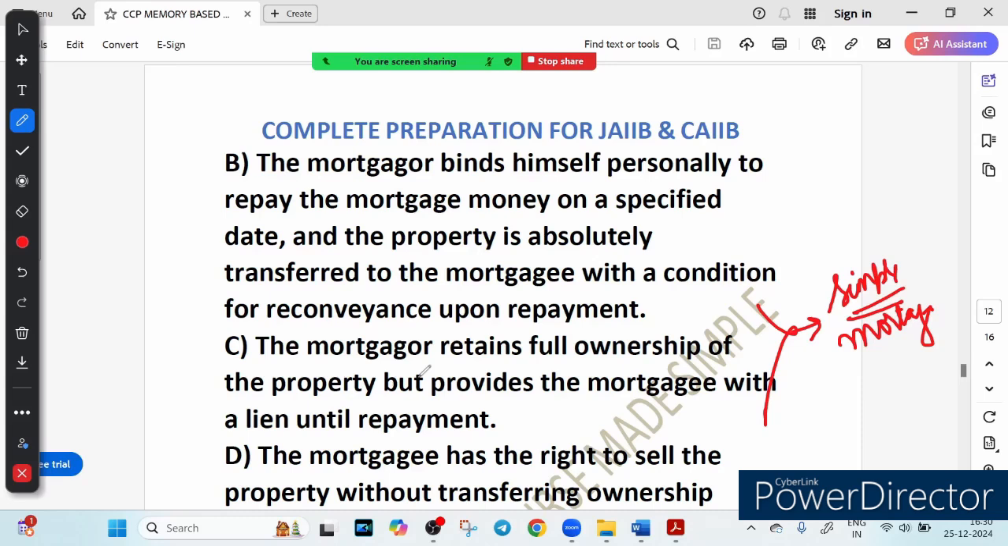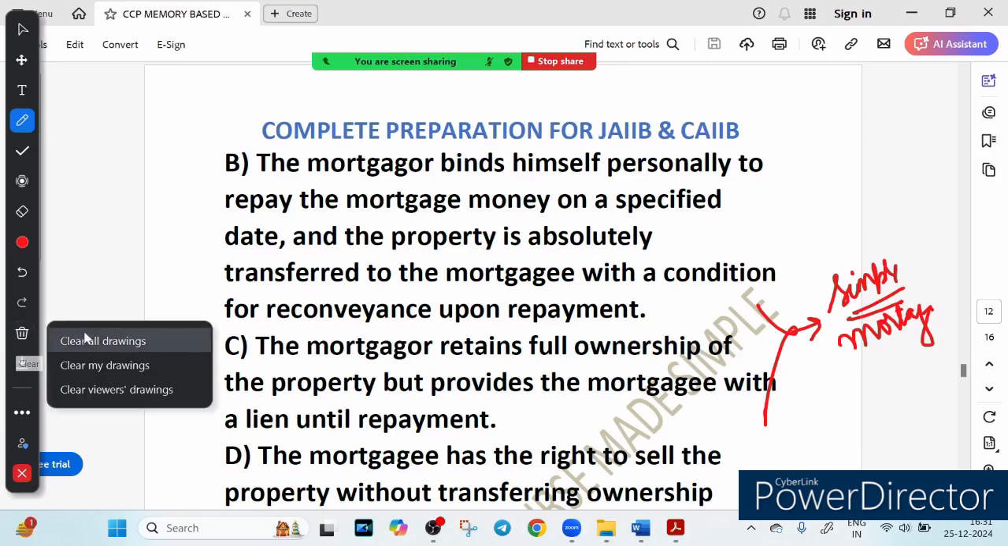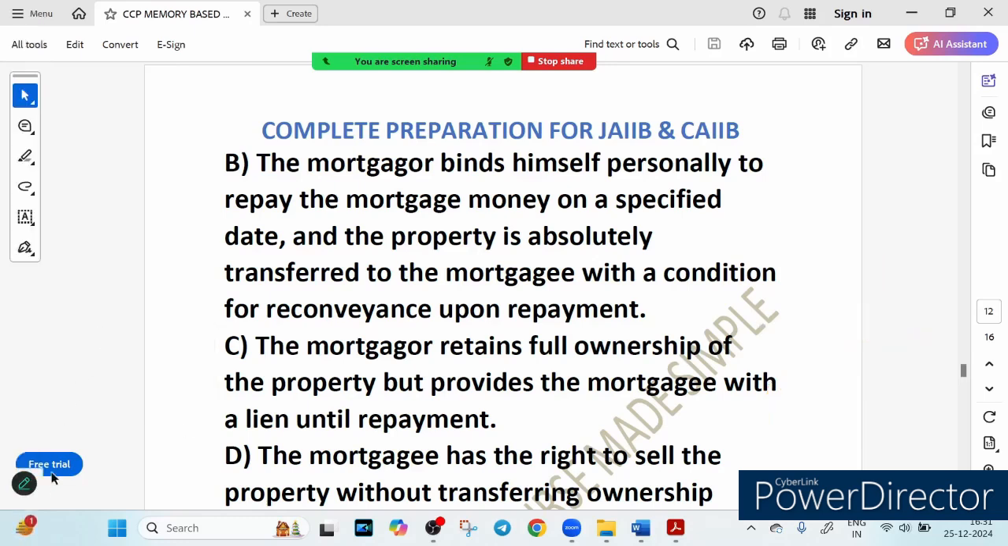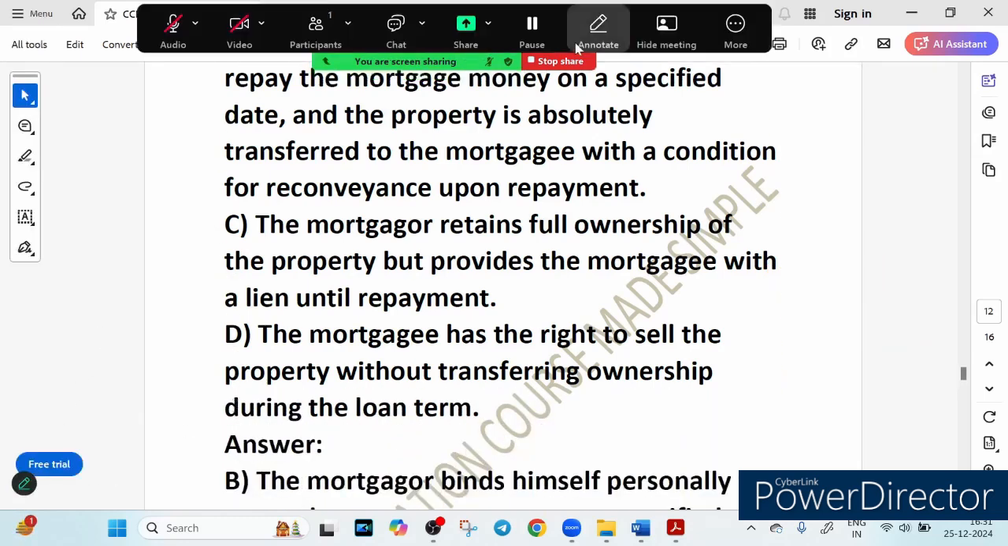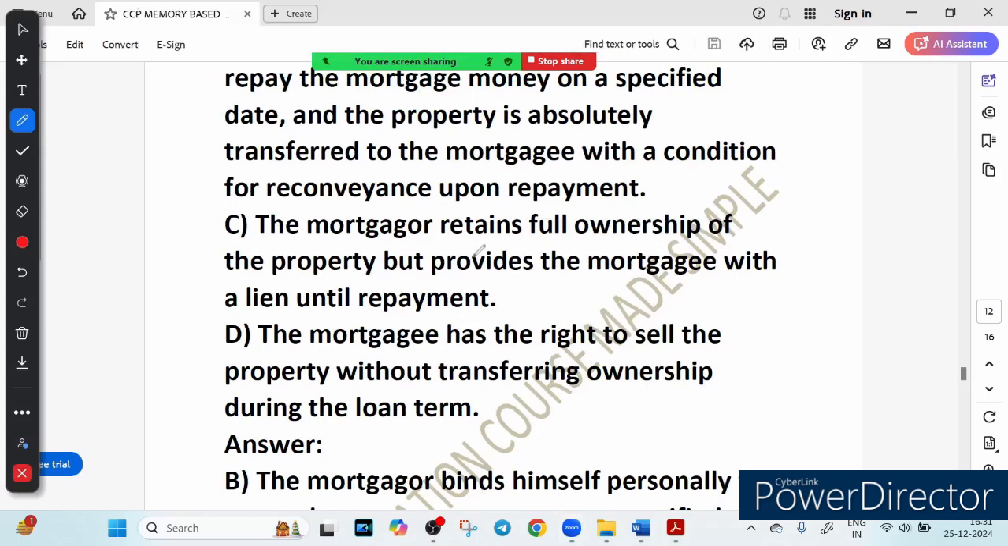only a lien is provided. And the last option says the mortgagee has a right to sell the property without transferring ownership during the loan term. So tell me whether it is an English mortgage? No. This describes the power of sale clause, which is typically found in mortgages like the English mortgage, but it does not accurately describe the essence of the English mortgage. So the key feature is transfer of property with the condition of reconveyance.